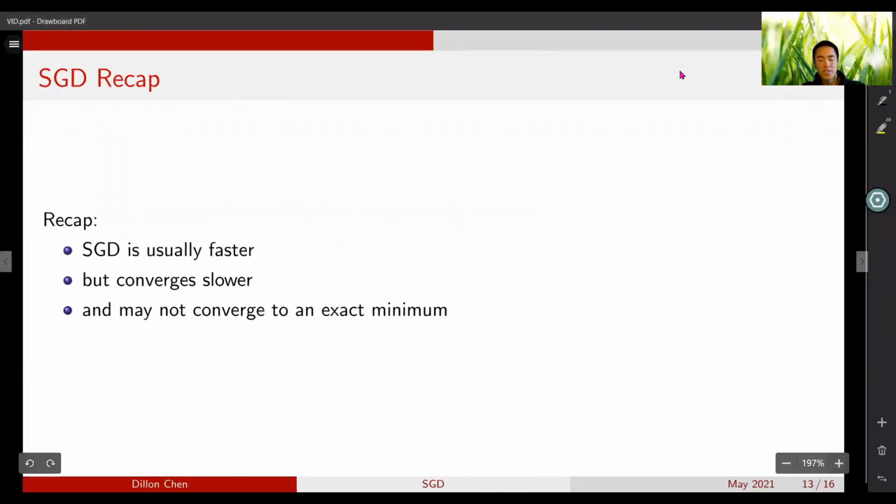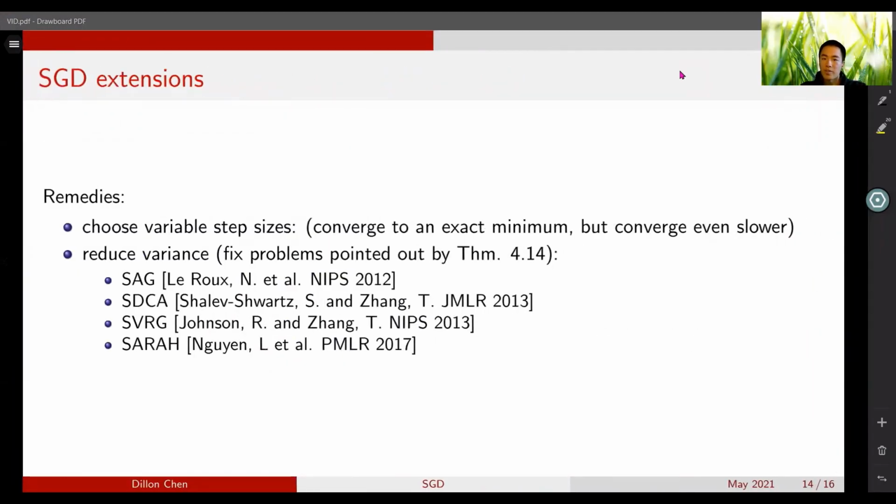So to recap, SGD is usually faster to compute, but converges slower and may not converge to an exact minimum. However, there are a bountiful amount of SGD extensions. For one, we can choose variable step sizes, which allow more accurate convergence, but at a slower rate. There are also several recent papers which look into ways of reducing variance by using information of old gradient estimates. On average, we spend more time on computing and using this information per step, but this leads to higher quality and faster convergence.